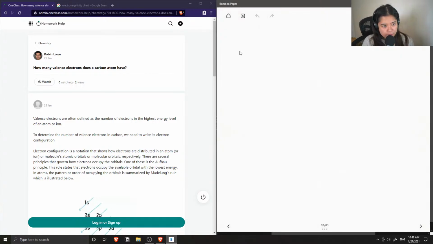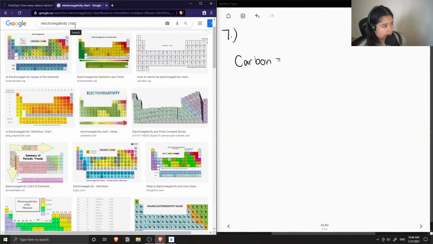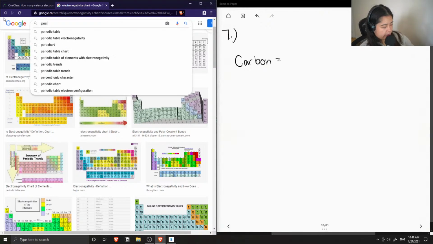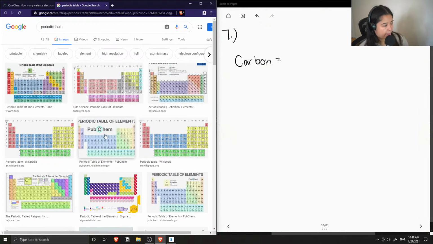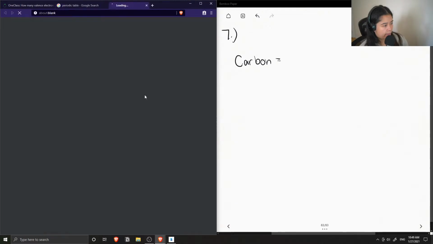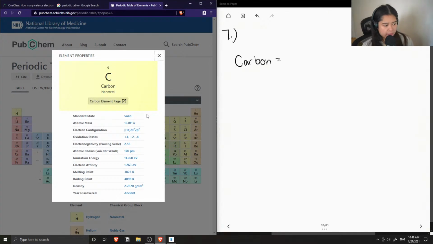Okay, question number 7. How many valence electrons does a carbon atom have? So first, let's look up carbon on the periodic table. Let's just find a normal periodic table. Okay, so carbon is found here.